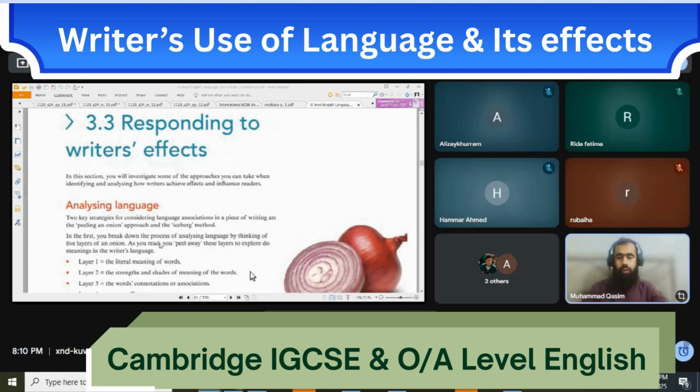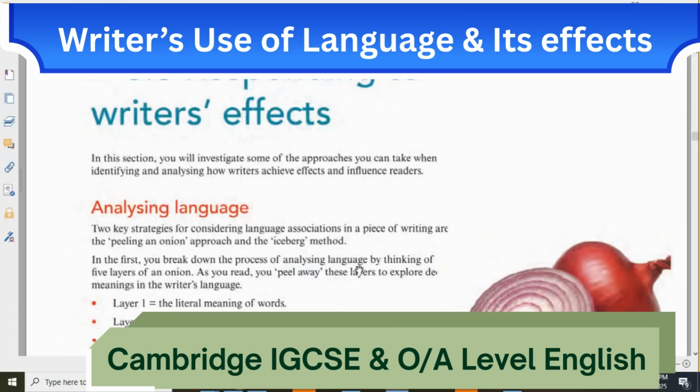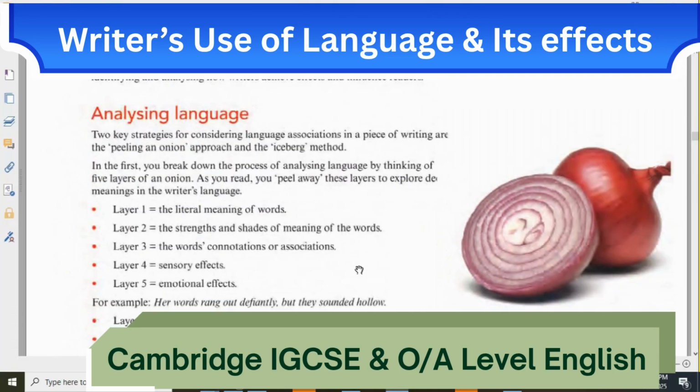Have you ever cut an onion in the kitchen? Has anybody had experience cutting onions for salad, for some rice dishes, for some other foods? If you have ever tried to cut an onion, you will see layers under layers. Exploring the language is like cutting an onion: you find one layer, remove it, and find another layer beneath it. Who will read this wonderful method of analyzing the language? There are a few steps. In this, you will learn some approaches for investigating and identifying language techniques and analyzing how writers achieve effects and influence readers.